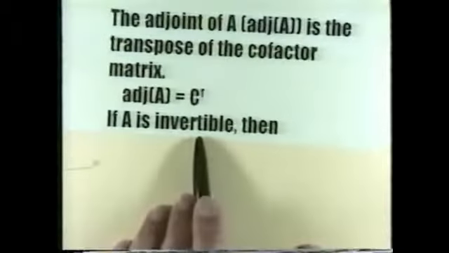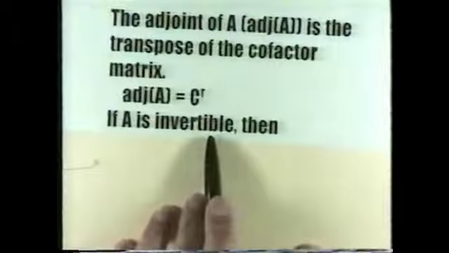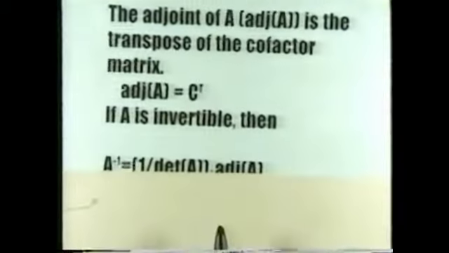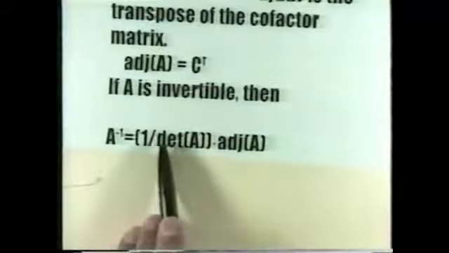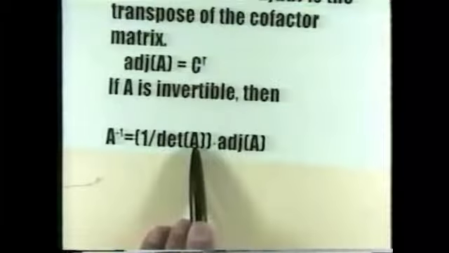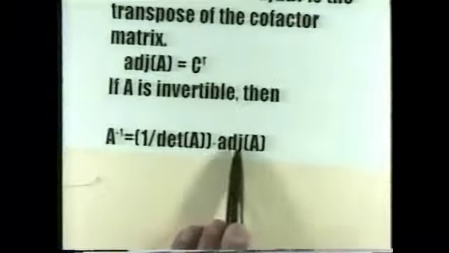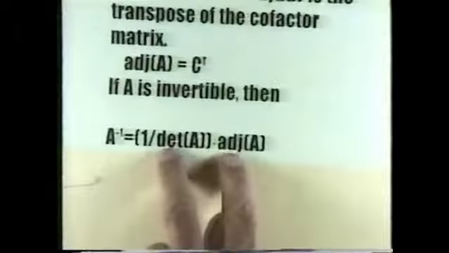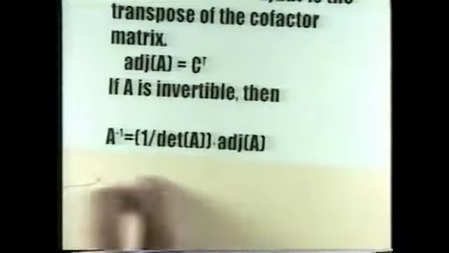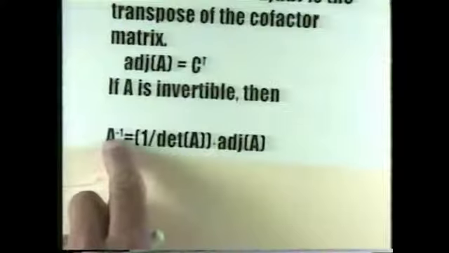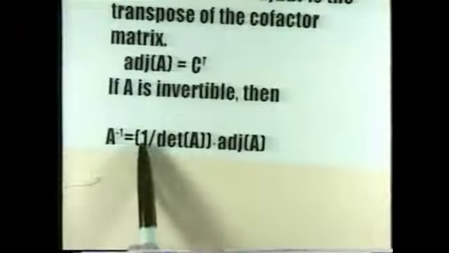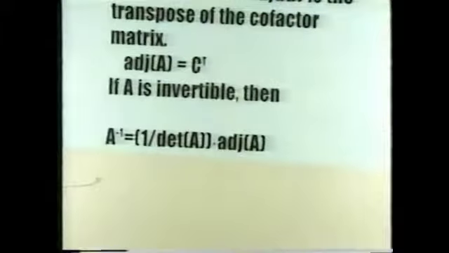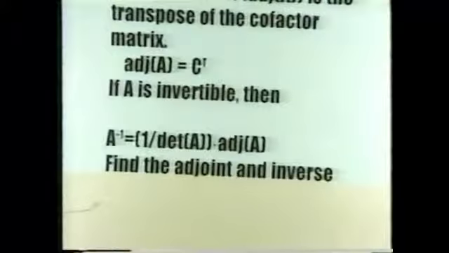Now, if A is invertible, that means if it's not singular, then A inverse is equal to 1 over the determinant of A times the adjoint of A. So this is a mathematical formula that you can use to calculate the inverse of A: 1 over the determinant of A times the adjoint of A.